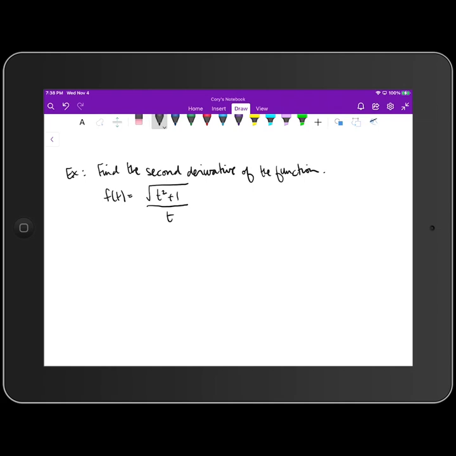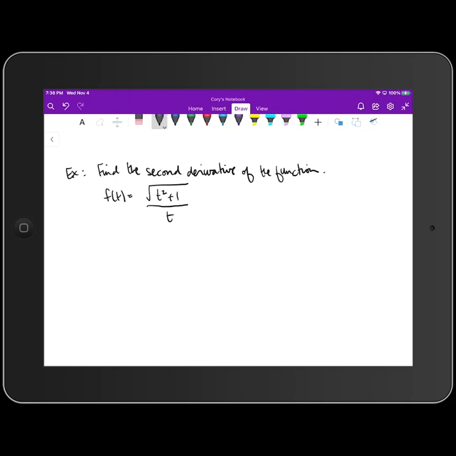Okay, so the directions here ask us to find the second derivative of the function. So we have f of t equal to the square root of t squared plus 1, all over t. Now for me, I don't think this is a good test question because you're going to see how long and involved this problem is. It would take you too long to do a question of this type on your test. But let's go ahead and work it through nonetheless.